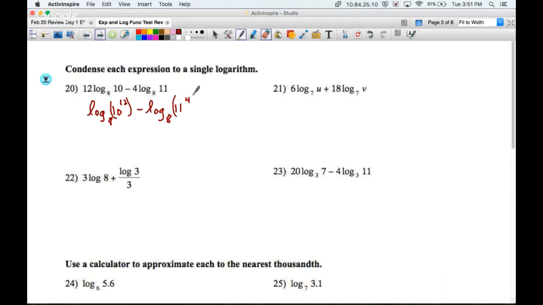Now this here equals log base 8 of 10 to the 12th divided by 11 to the 4th. And we've got it down to a single logarithm. Let's not worry about simplifying the argument any further than this. I don't think that it can be simplified very easily. It's a very convenient number.